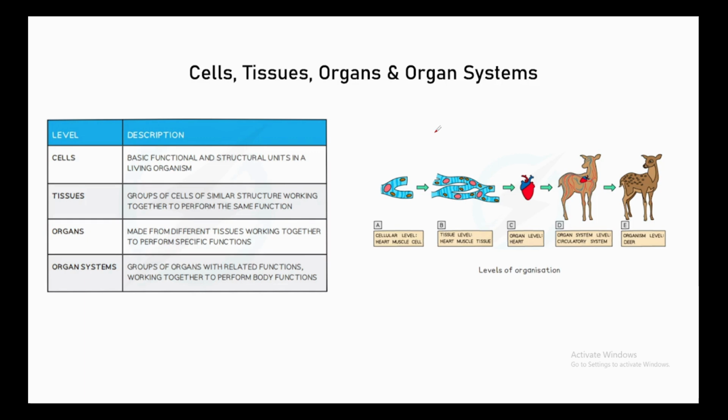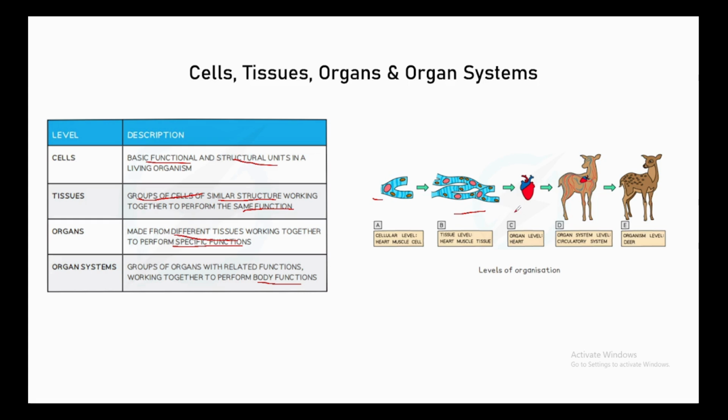Cells, tissues, organs, and organ systems. What are cells? We know that the basic functional or structural unit in a living organism is known as a cell. Tissues: a group of cells of similar structure or the same type working together to perform the same function is known as a tissue. Organs are made from different tissues working together to perform specific functions, such as the stomach and heart. Organ systems: groups of organs with related functions working together to perform body functions, such as the circulatory system. Here is the diagram which can help to understand this concept clearly.